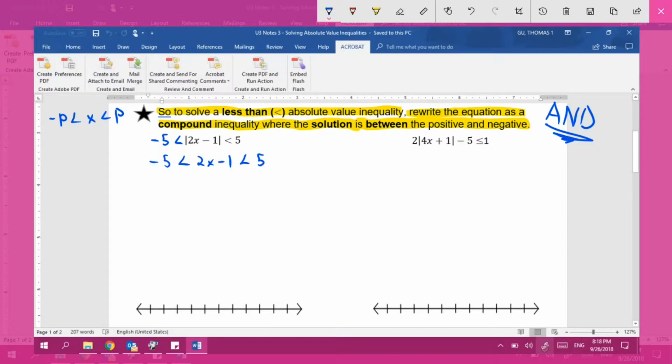So if I'm going to solve for x, what do I need to do first? I'm going to add 1. Hold on. This time we've got terms on the right and the left. So whatever we do in the middle, we're going to do to all the sides. So we're going to add 1 to all the sides, plus 1, plus 1. What is negative 5 plus 1? That's going to be negative 4. Then we have less than, and this 1 is canceled.